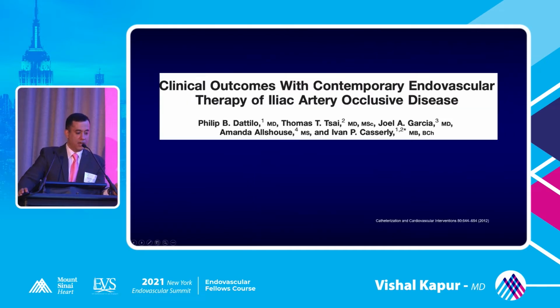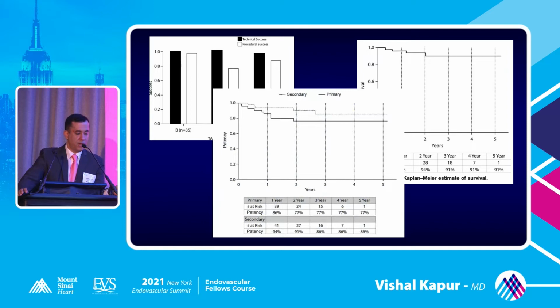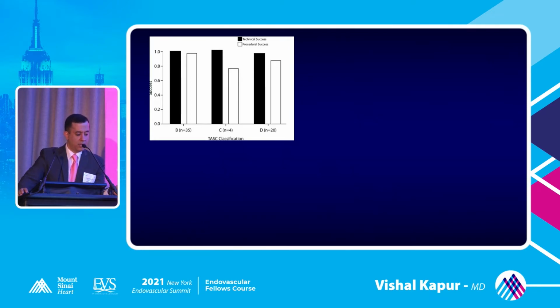But what happens when you have CTOs, when you have really occlusive disease? Is endovascular a good option, or does surgery still stand as we speak? So this is one of these comparisons between primary and secondary patency, especially in the completely occlusive lesions. And you can see it's better in the surgical arm, except from a technical perspective it's almost equivalent, especially in TASC B and C.